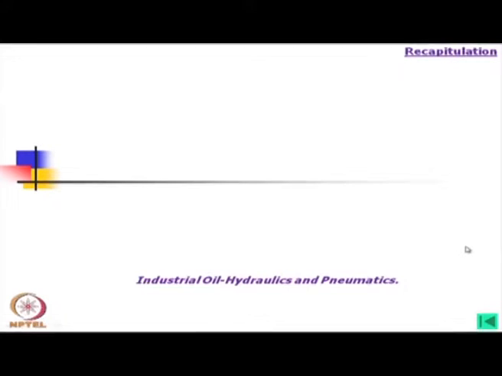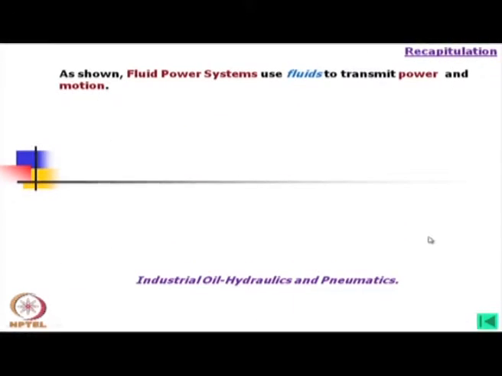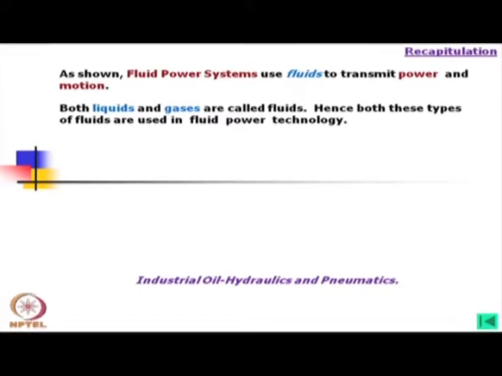Now, in industrial oil hydraulics, as shown, fluid power systems use fluids to transmit power and motion. Both liquids and gases are called fluids. Hence, both these types of fluids are used in fluid power technology.